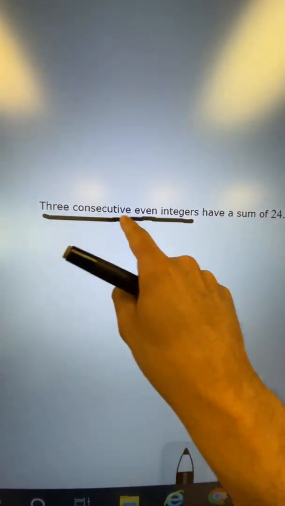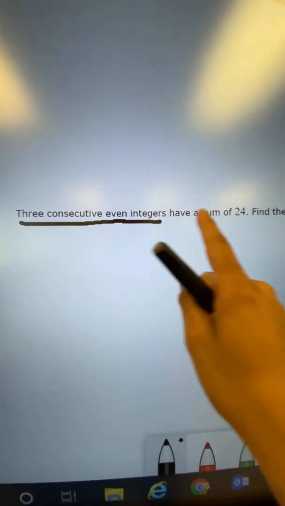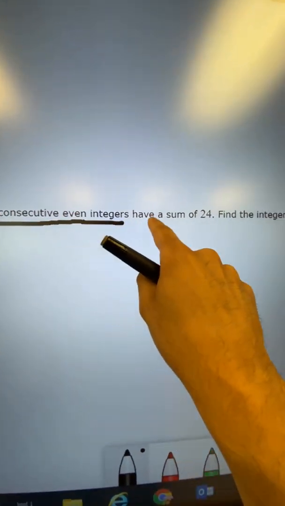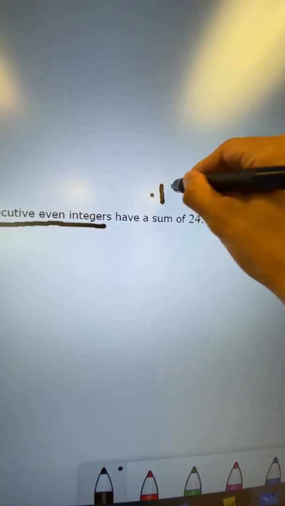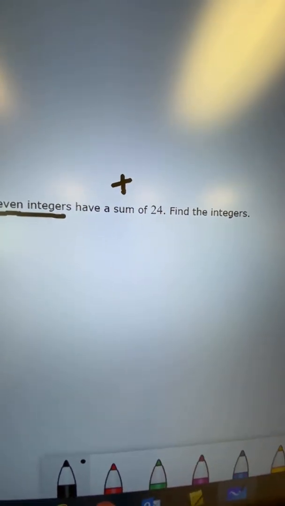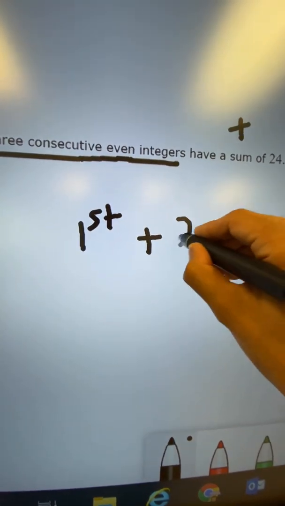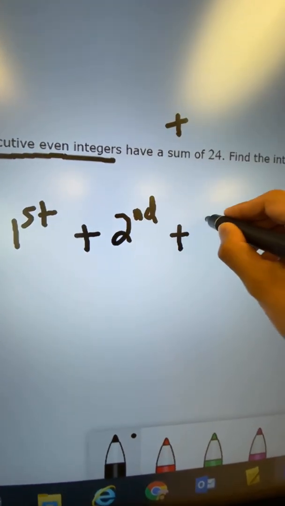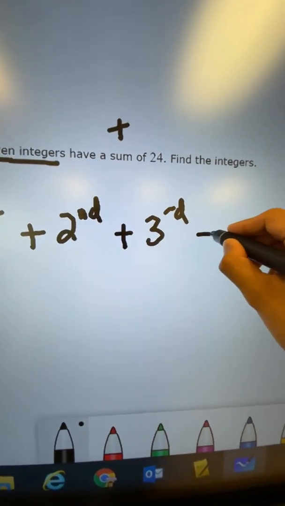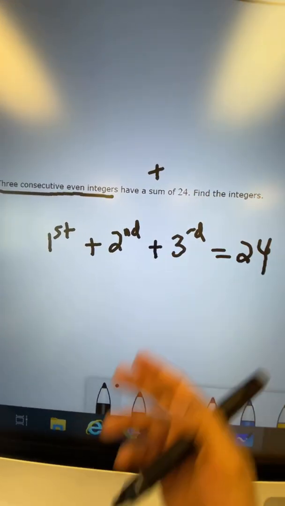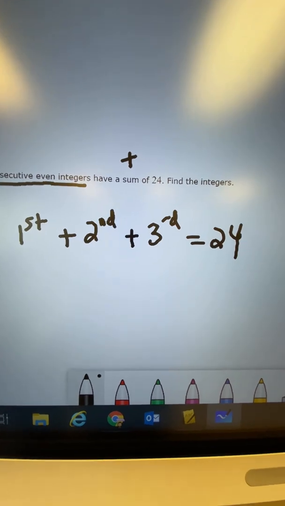So now that we have the idea behind what they mean by 3 consecutive even integers, let's look at how to solve it. They're saying that we want 3 consecutive even integers that have a sum of 24. Don't forget, sum means addition, meaning the first number plus the second number plus the third number should equal 24. Since the number is small, we could actually just use a guess and check strategy for this.